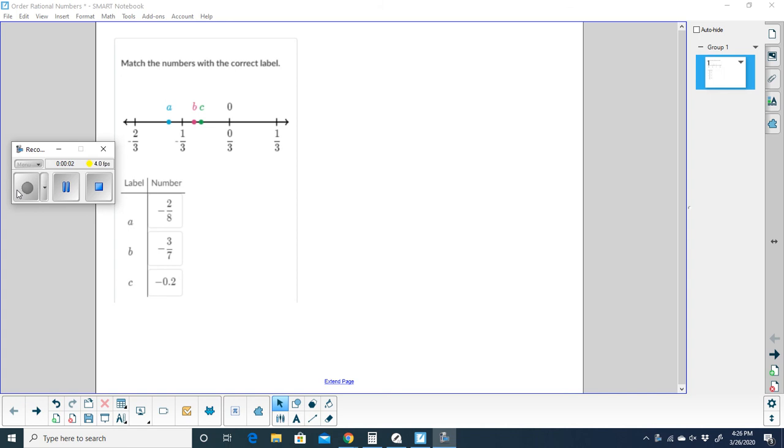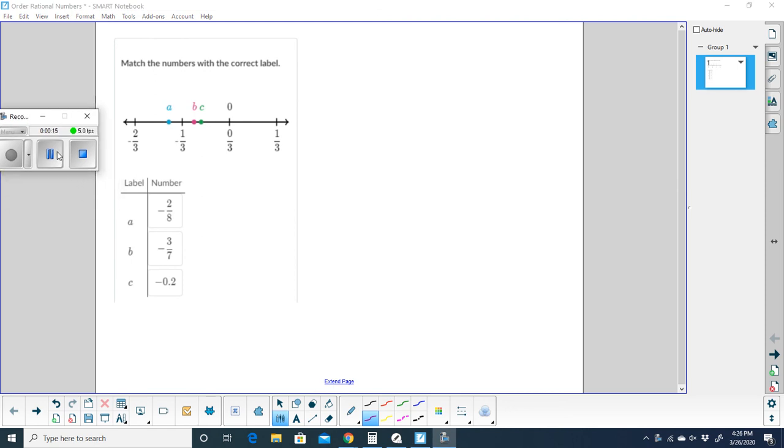Okay, here's another question that I was asked to work on with a student. Let's talk first about what's going on. Match the numbers with the correct label. Now, I feel like students, and I've said this in class when we did this, kind of freak out. They're like, wait a minute, which one goes in which exact position?